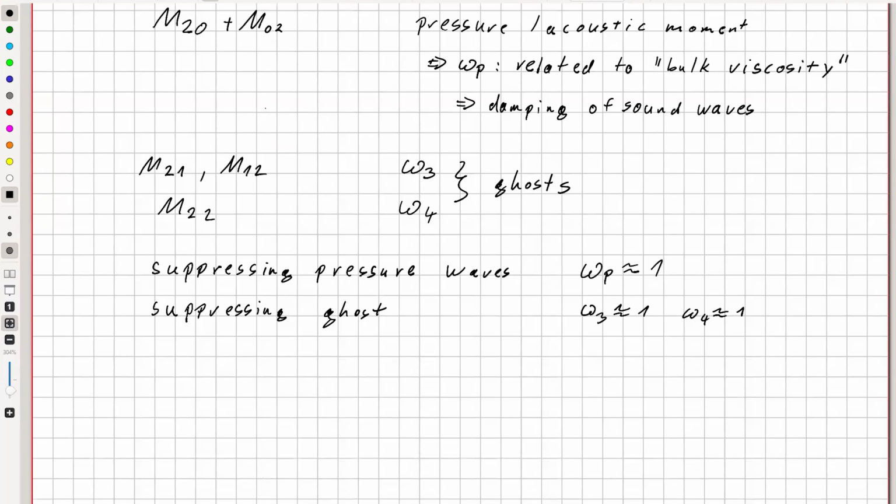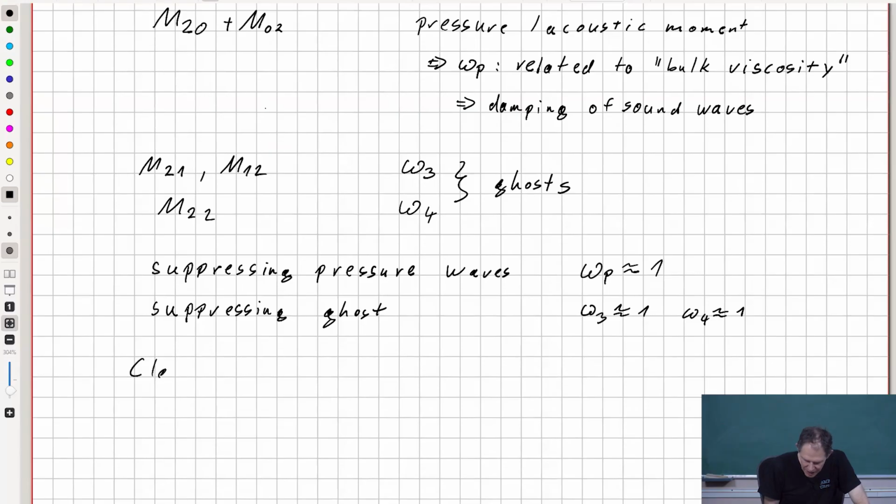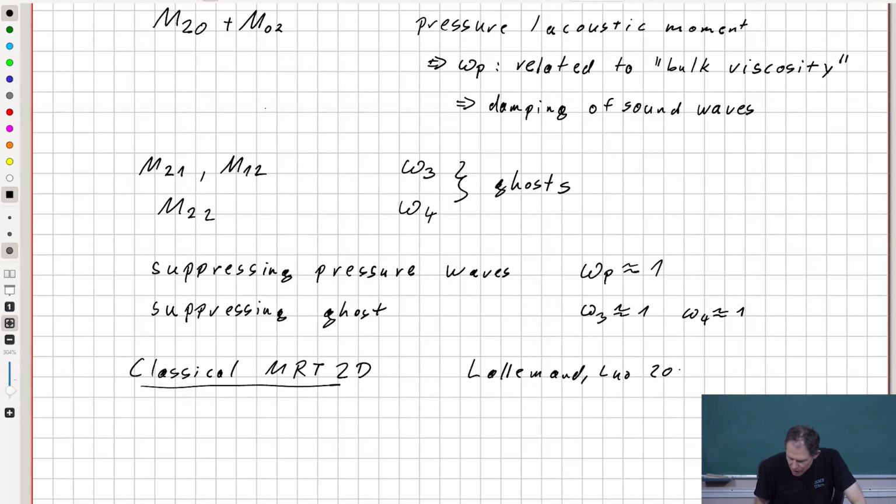But this is what you could do if you have no better idea. Okay, so let's briefly look at the classical MRT that you will find in the books, or rather in the papers. This was introduced by Lallemand and Luo in 2000 in PRE 61, page 6546. This is a classical paper in the Lattice Boltzmann world, and it introduces the MRT method in 2 dimensions.